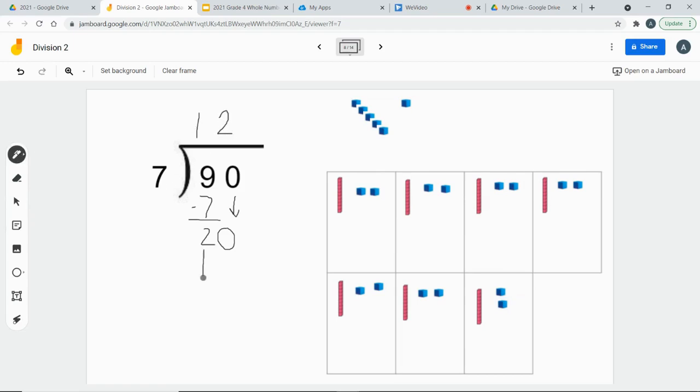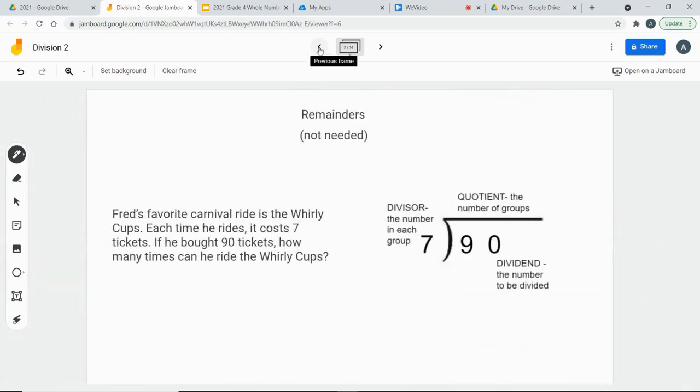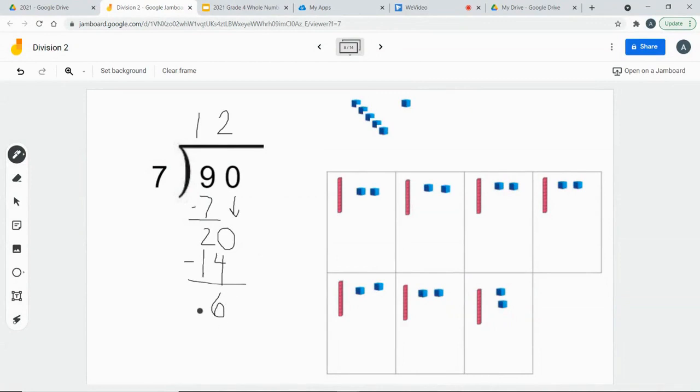2 times 7 is 14. 20 minus 14 is 6. So he can ride 12 times and he would have 6 tickets left over. In this case, I don't need to use this 6. My answer would still be 12 because he can't ride another time unless he has 7 tickets.